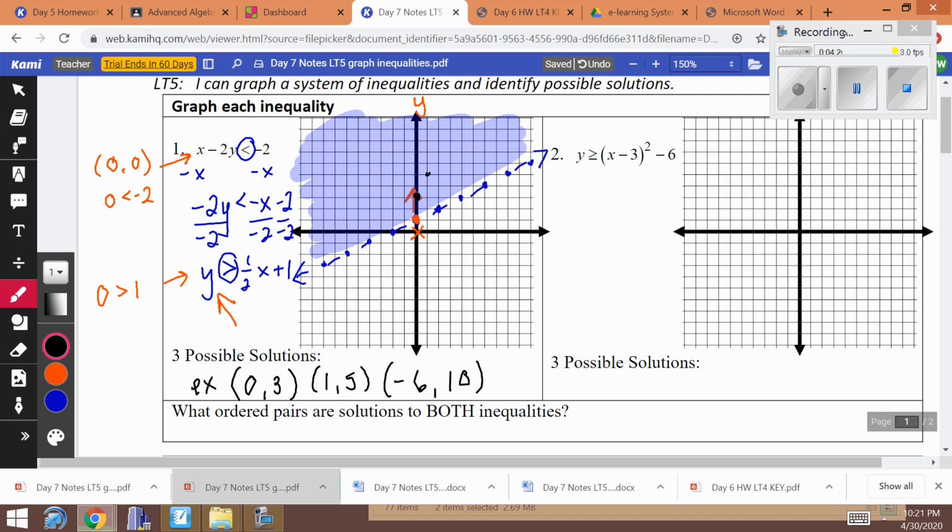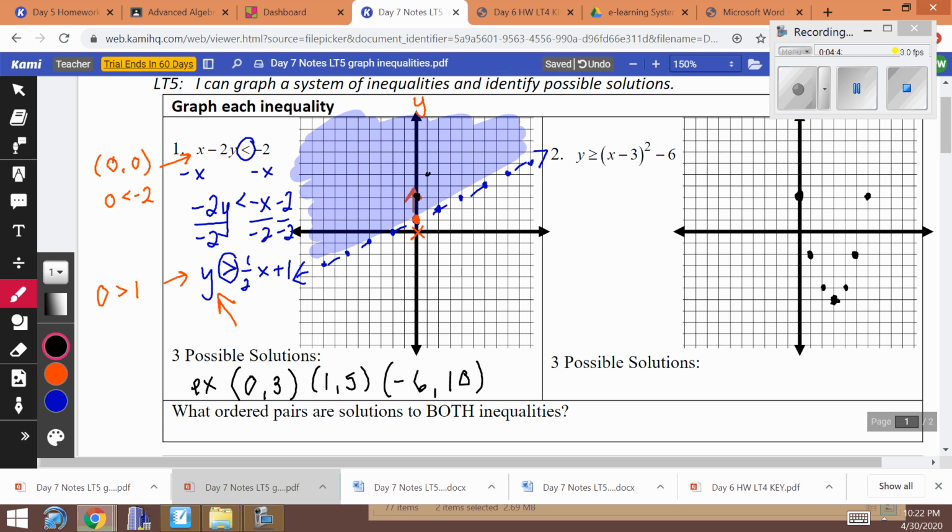We go to the right 3 and down 1, 2, 3, 4, 5, 6. That's our vertex. No stretches or compressions here, so I'm going to go up 1, then go back to your vertex, and then we count to the right 2 and up 4, because 2 squared is 4, then 3 squared is 9.